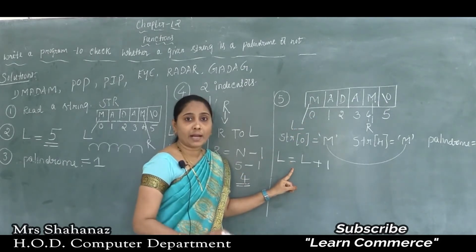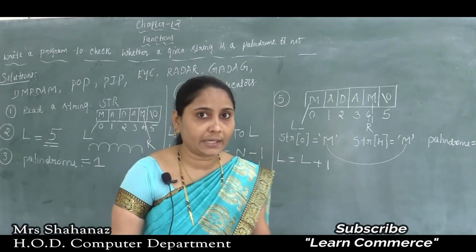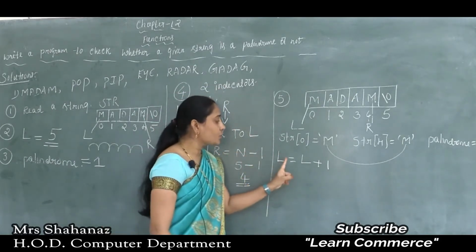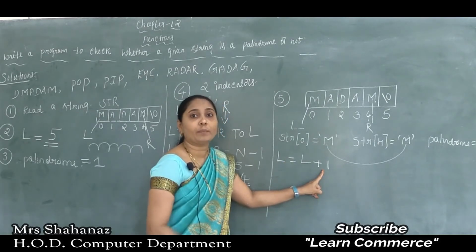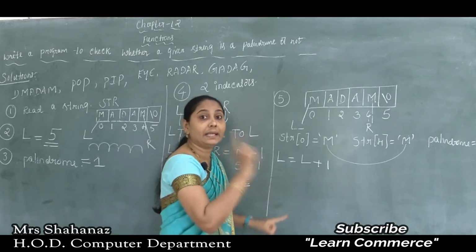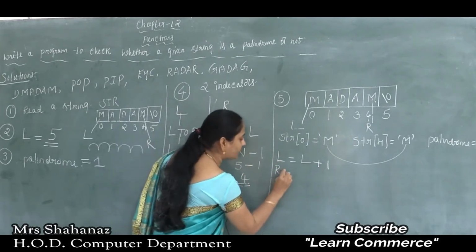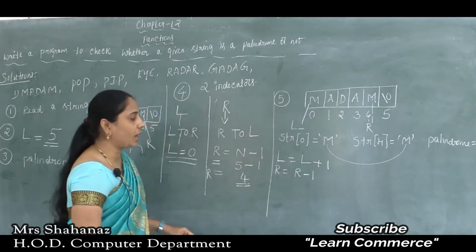When it moves from left to right, the left indicator is incremented by 1. So L is equal to L plus 1, and when it moves from the right side, that means the right indicator is decremented by 1. So R is equal to R minus 1. Clear this point here? R is equal to R minus 1.